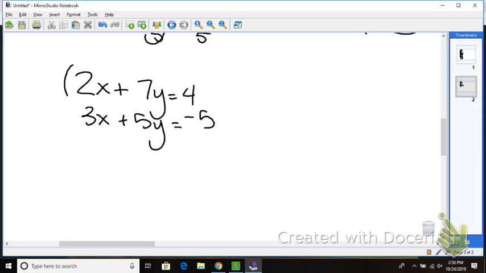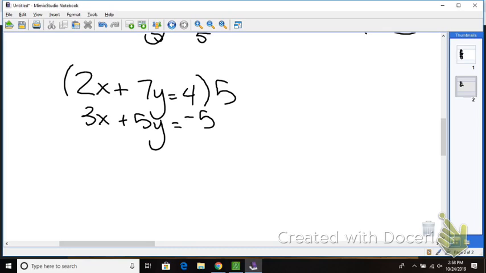5. So I have to multiply this whole top part by 5. Not just part of it. It's got to be the whole thing because you can't take a part of it in an equation and change it. You have to change all of it. Okay? What will I need to multiply this bottom one by?